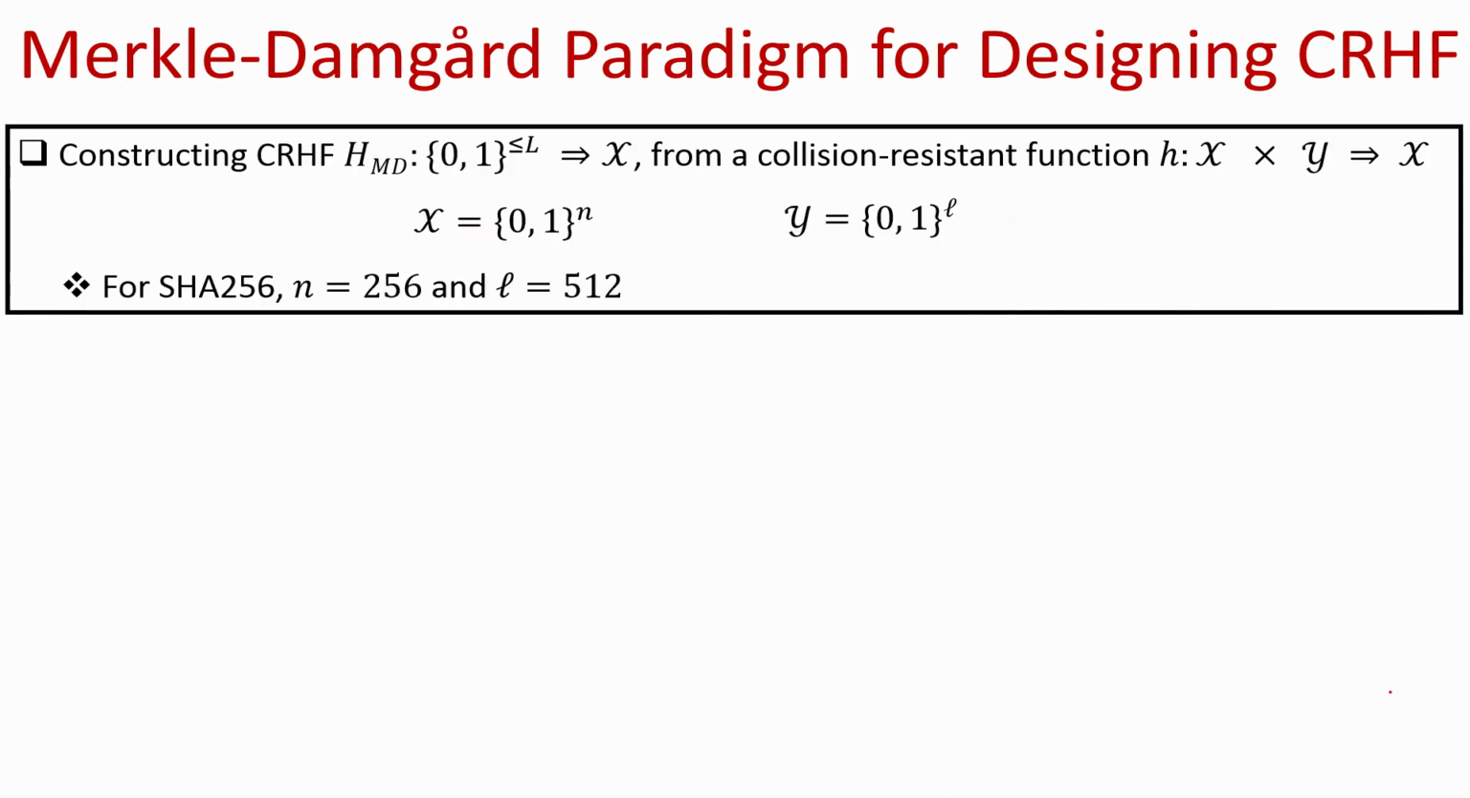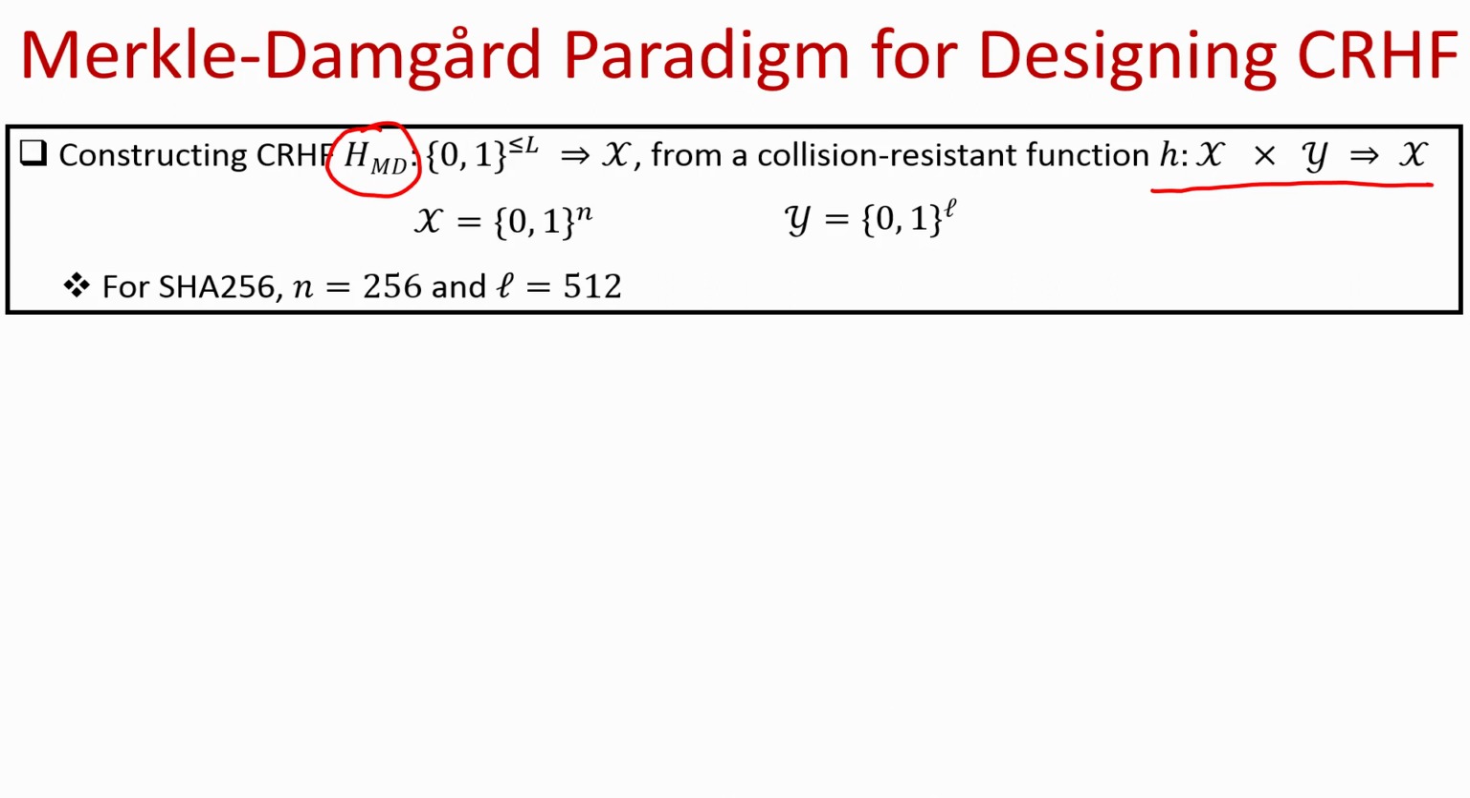So, our goal is the following: we are given a fixed length compression function taking inputs from the Cartesian product of x set and y set and giving you an output from the x set. The x set basically consists of strings of length little n bits and the y set consists of strings of length little l bits, and our goal is to construct this function big H, which can take any binary string of length up to big L bits and give you a fixed size output, namely a string of length little n bits.